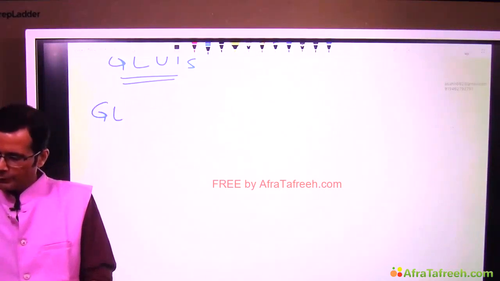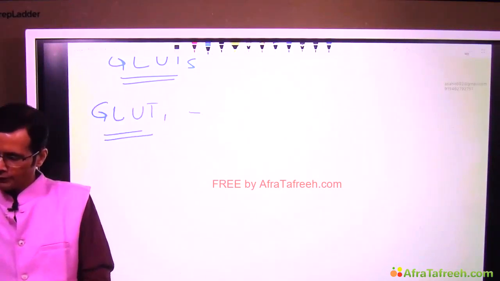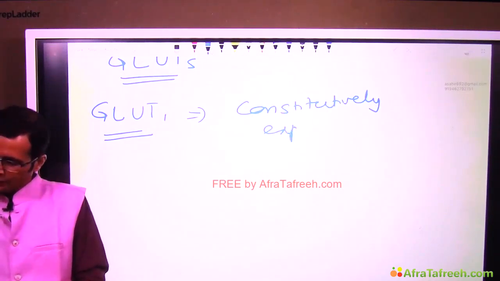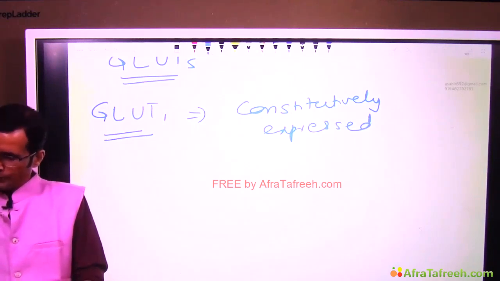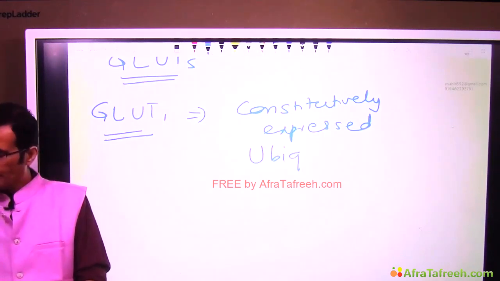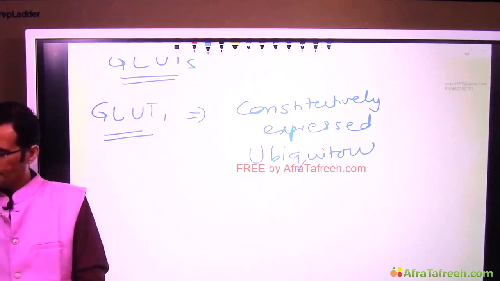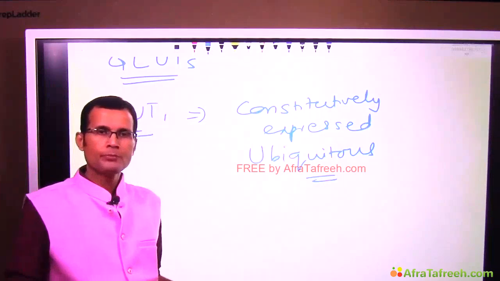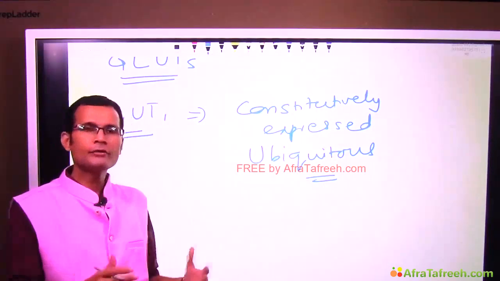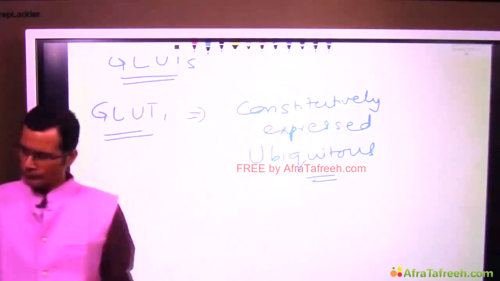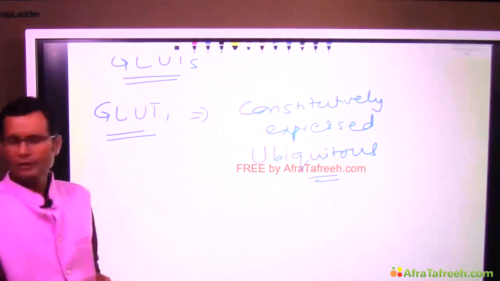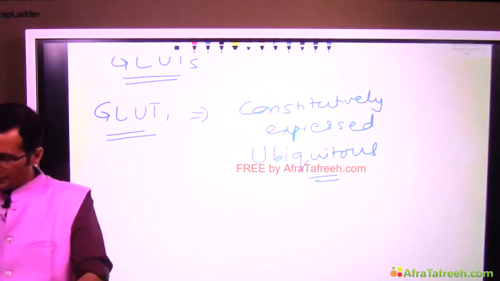Let's see the types of GLUTs. GLUT1 is called the constitutively expressed glucose transporter, and it is ubiquitous, omnipresent. So this is present everywhere in the body. You mention the cell and generally it will have GLUT1. So RBCs, etc. Most cells have GLUT1. Ubiquitous, omnipresent.